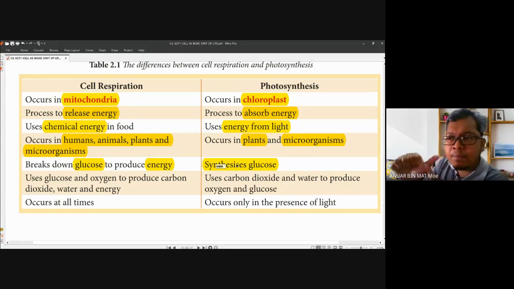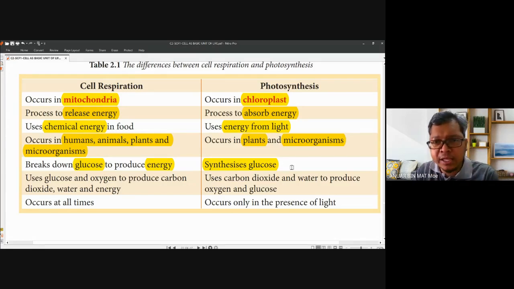What are those things? Light energy, carbon dioxide, water, and what is another one? Chloroplast. You have these four parts, okay? Light, carbon dioxide, water, and chlorophyll, and then it will be able to create glucose, or synthesize glucose. To make it easier for you to understand, photosynthesis produces glucose. Cell respiration uses glucose.